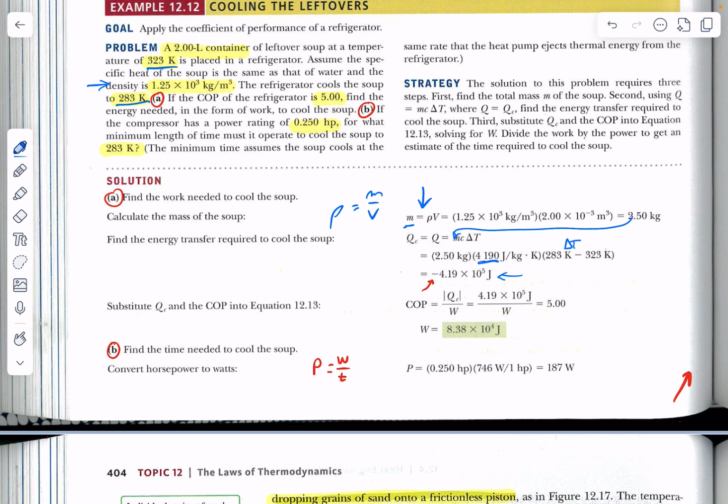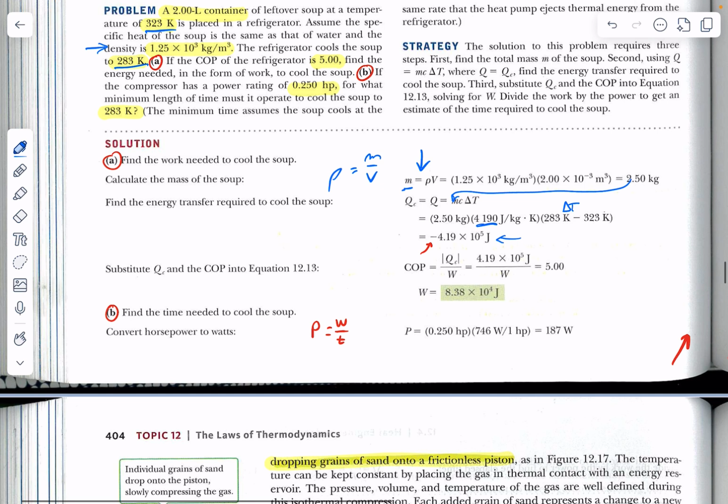Notice we have to have that negative sign in there because this is heat that is exiting our soup, going into the refrigerator, and then being removed from the refrigerator. This amount of heat is going to be in our numerator. There's my coefficient of performance, so we can find the amount of work that has to be done by the compressor. And then we can convert the amount of heat.